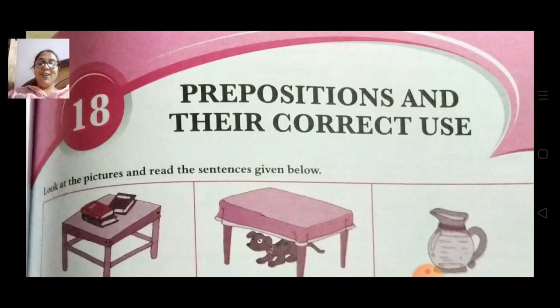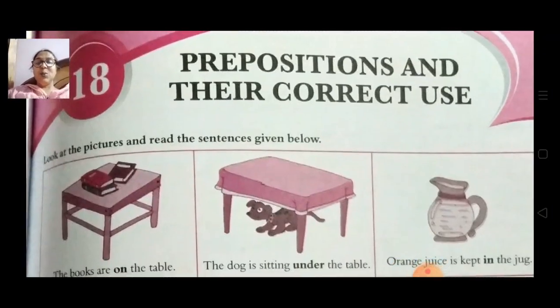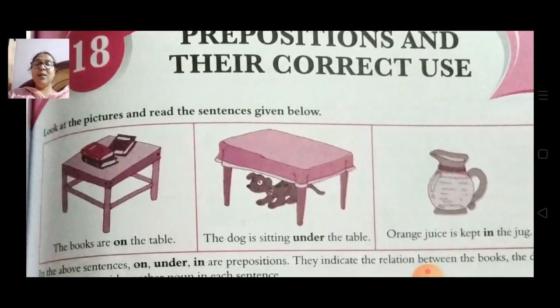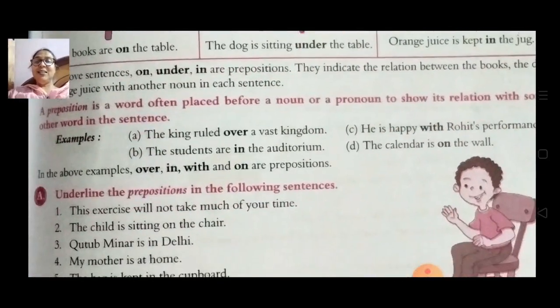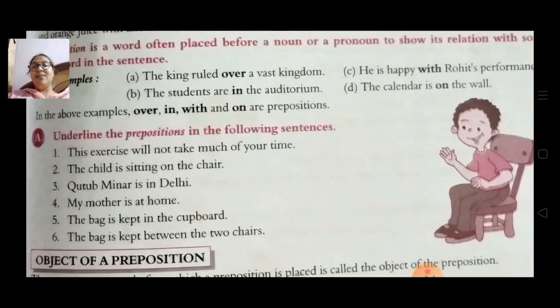Before solving, just see these pictures which are given on your page. You can see the books are on the table, the dog is sitting under the table, orange juice is kept in the jug. And here you can see this is your exercise number A, that we are going to solve. So now let's start exercise A. Underline the prepositions in the following sentences.